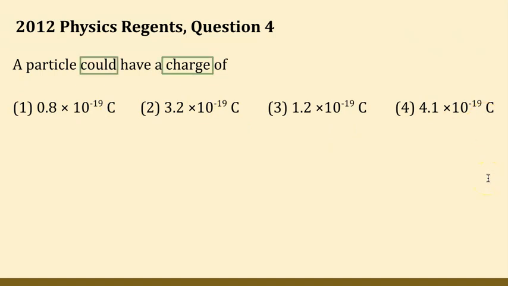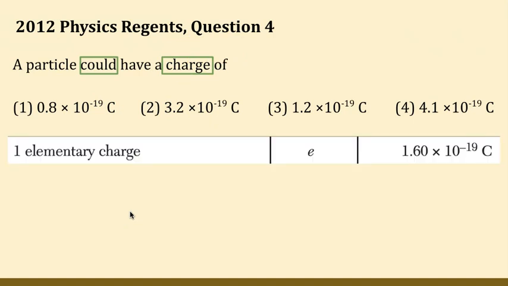I put a box around "could" because sometimes you'll see a question that says a particle could not have a charge of something, and it's important to know that we're looking for something that is possible. I also put a box around "charge" because that's the topic of this question, electric charge, or more specifically elementary charges.